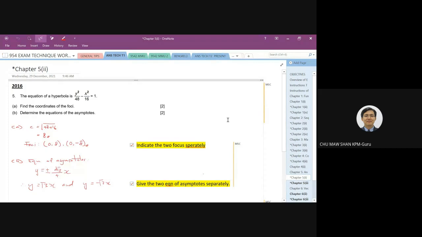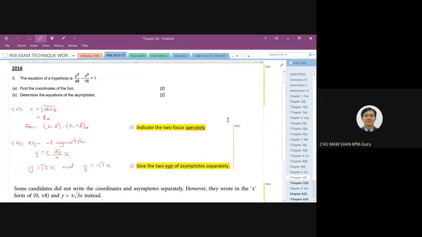Okay, this chapter 5. You see this question, 2016, is about hyperbola. So this one is the vertical hyperbola, kan? Vertical hyperbola, because the y squared is positive. The x squared is negative. Okay, find the coordinates of the foci. Foci you get from the c lah. You have to find the c, which is the square root of a squared plus b squared. You get 8.